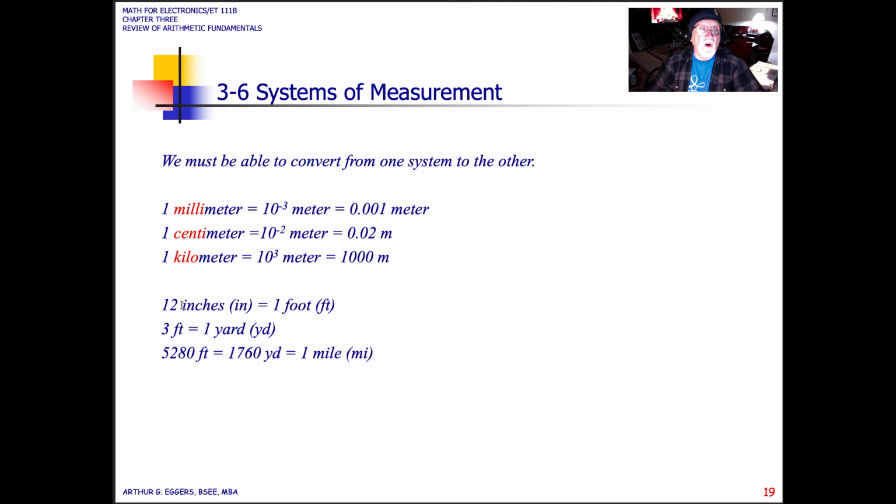Okay? So on the British side or the English side, we say 12 inches equals 1 foot. 3 feet equals 1 yard. 5,280 feet is equal to 1,670 yards, which equals 1 mile. Now, are we going to use those last three in electronics? Not necessarily. You will use them in your physics course, though.